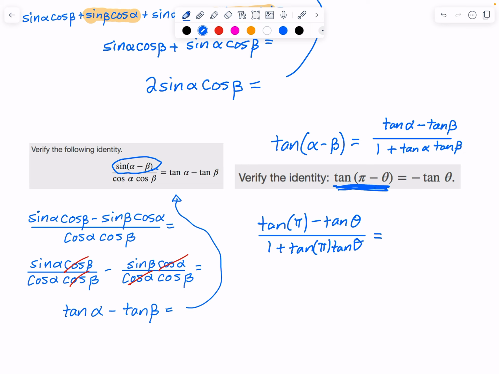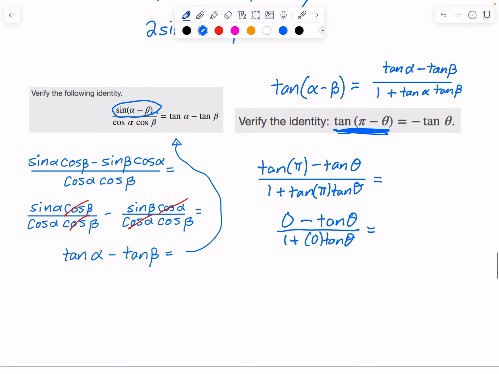Okay, tangent of pi, remember tangent is sine over cosine. And the sine of pi is 0, but the cosine is -1. So this ends up being a 0. Minus tangent theta. And then on the bottom, that kind of helps us out too, right? We get 1 plus 0 times tangent theta. That's going away, and I get negative tangent theta over 1, which is what I was wanting. All right, so again, just use the formulas. Anytime I see that plus or minus inside of a tangent, sine, or cosine, I jump straight to these formulas.